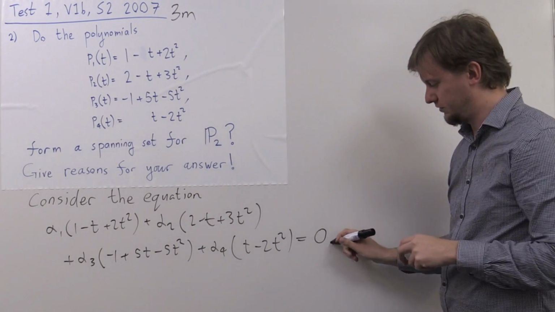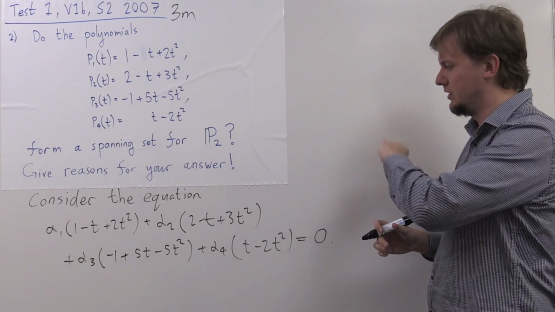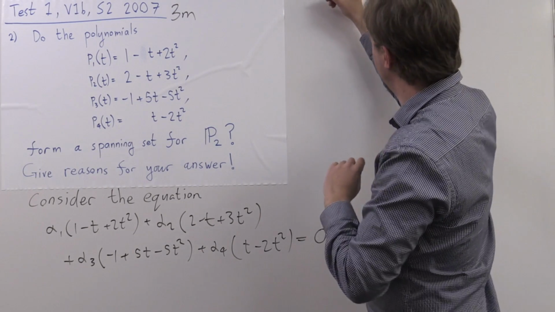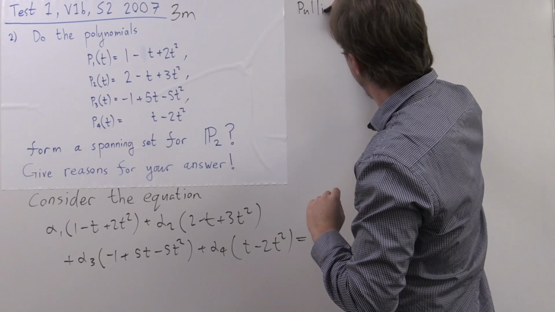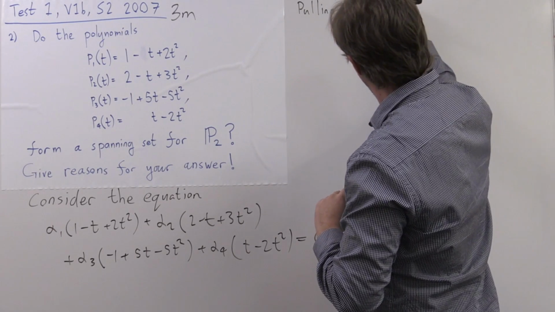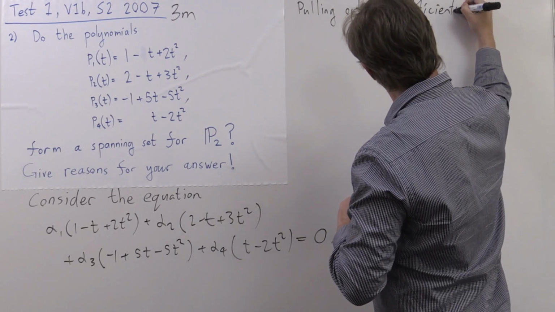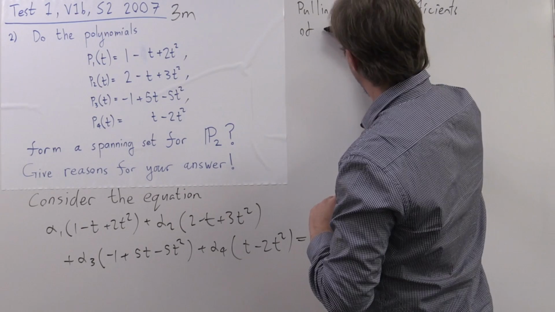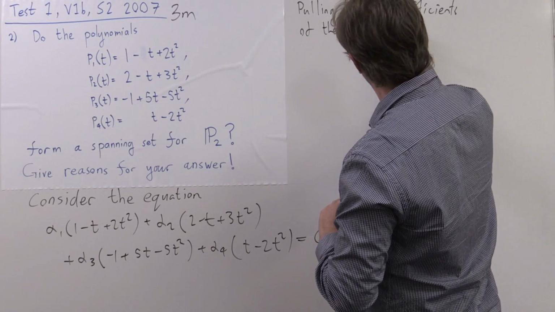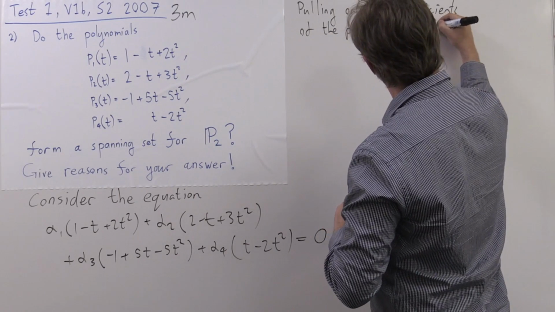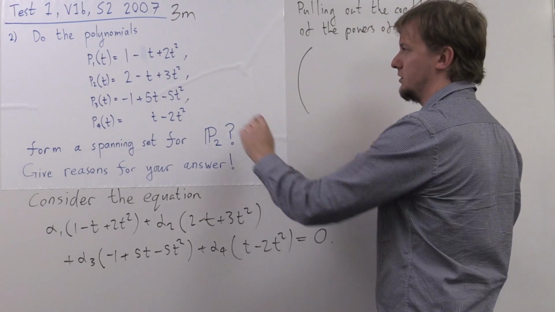And if we pull out the coefficients of this, then we'll have the set of equations we need to consider. So I'm going to do that all in one step. Pulling out the coefficients of the powers of t, we get the augmented matrix. So we have to consider the following augmented matrix.